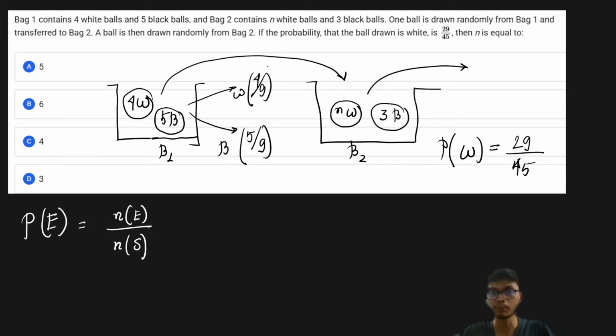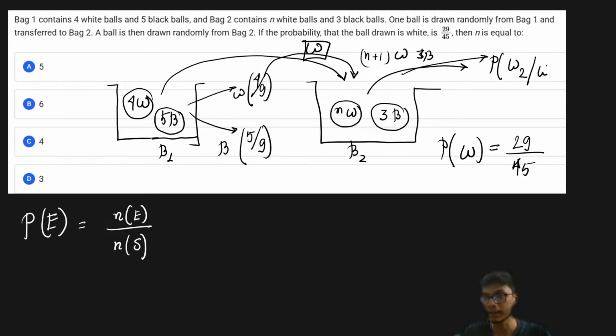Now if you draw a white ball and put it into this bag B2, then the number of white balls in this bag B2 will become n plus 1, and there will be 3 black balls. Then if you try to draw a white ball from this bag, given that you have drawn the white ball from the first bag, that is a conditional probability: the probability of drawing a white ball from bag 2 given that a white ball is taken from bag 1. So W1 is a white ball from bag 1 and W2 is a white ball from bag 2. That is simply given as n plus 1 divided by n plus 4.